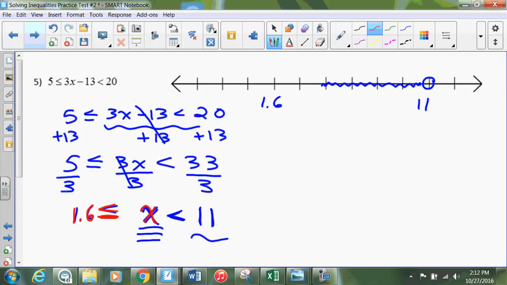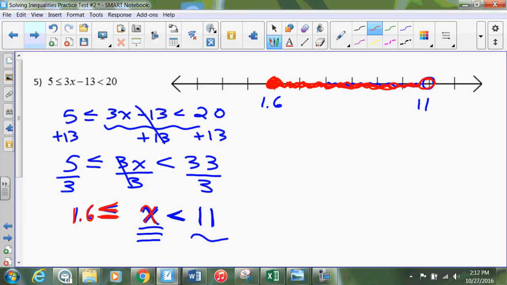It's half of an equal sign. That means I'm going to fill in the circle here. And then greater than means I'm going to move to the right, because all the numbers that are greater than are to the right. So can we kind of see we're going to bounce back and forth off these. And this is my answer. This is the solution for all the numbers that are less than 11 and greater than or equal to 1.6.